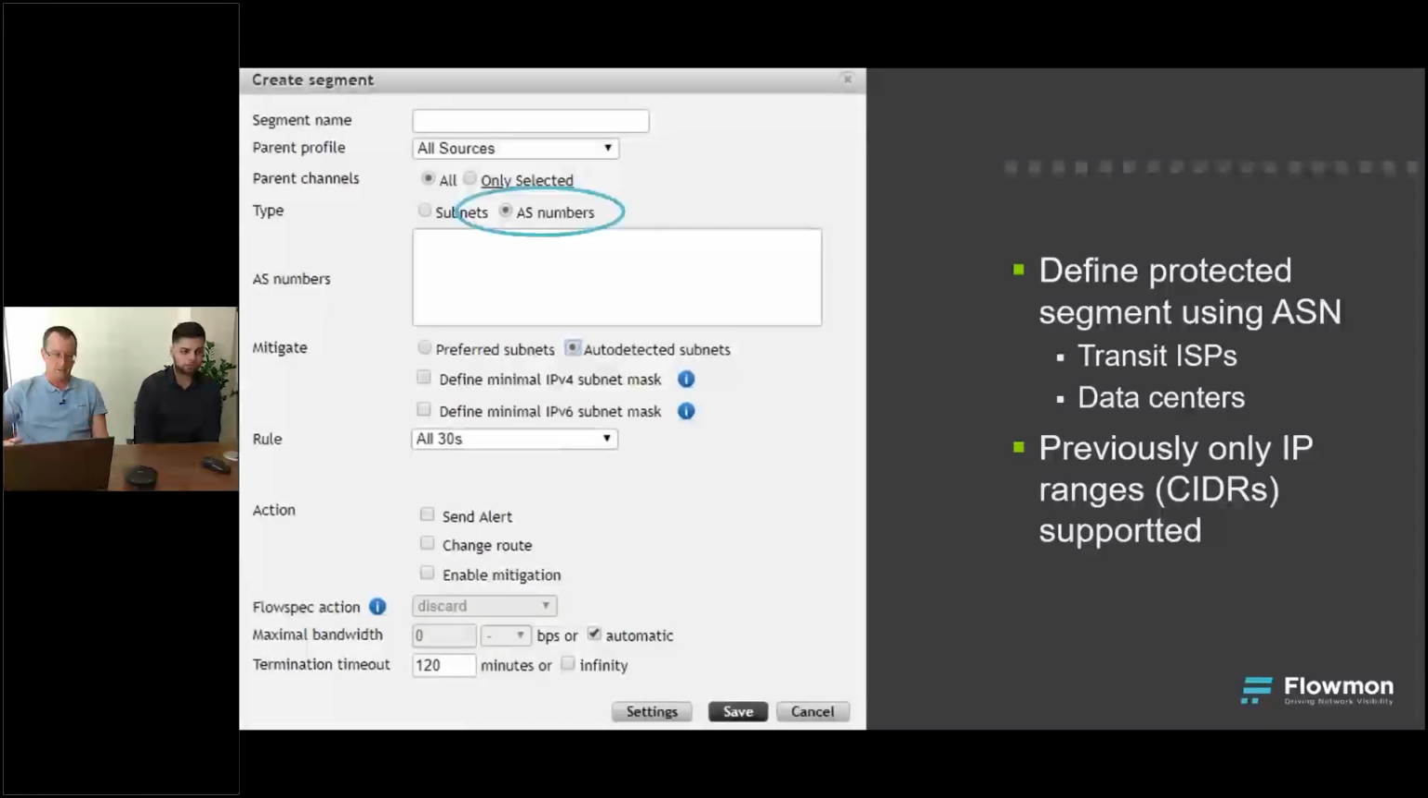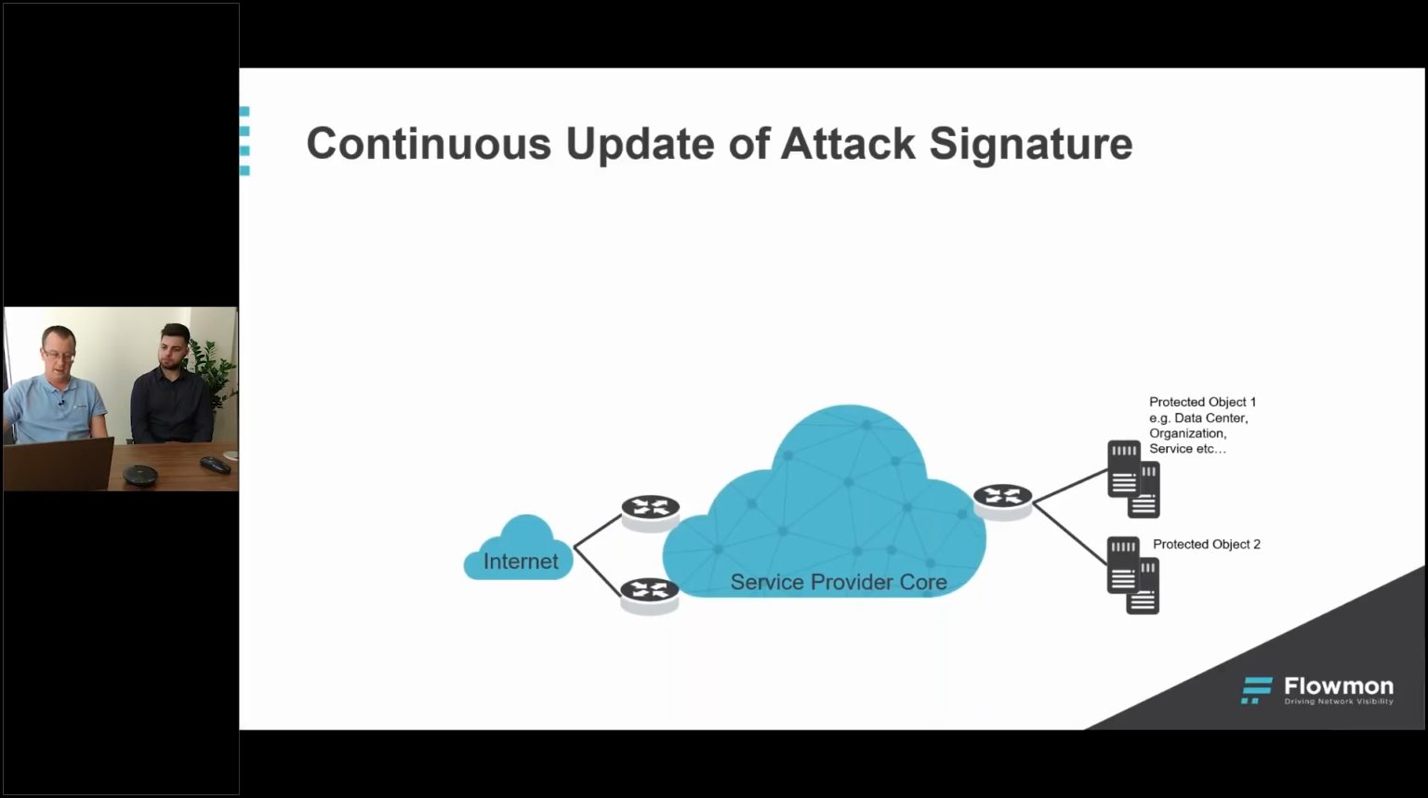So if we talk about the features in more detail, this is a screenshot from the user interface showing how you can actually switch between configuring the protected segment by subnets, which is the original option, or using autonomy system number to configure the protected segment. Then we do have a quick animation of how the update of attack signature works.